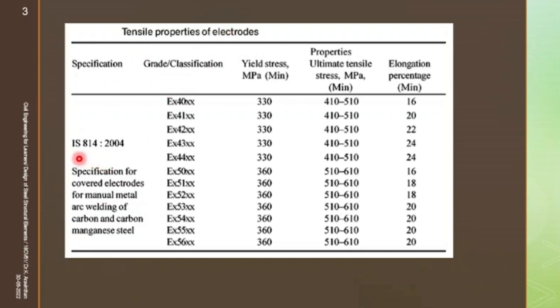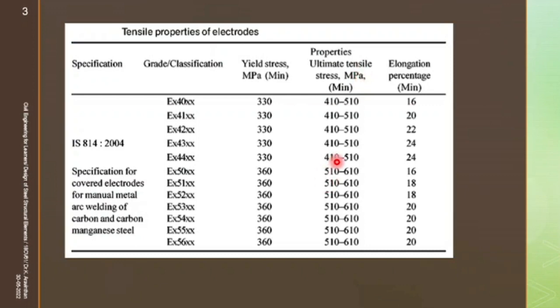This is discussed in detail in IS 814 2004, where the grades are given. The grade starts from E, then X40 and XX. This is one of the grades, and if it is 4, you can mention that as 400 Newton per mm square. It is the same way as in bolts: if it is 4.6 grade, you will get 400 Newton per mm square of strength. The same way for welding, if you have the number 4, the ultimate tensile carrying capacity is 400.